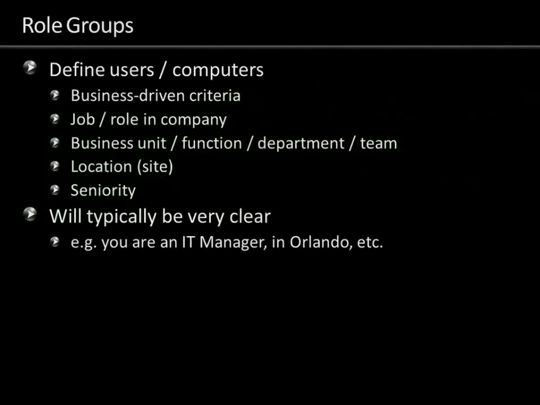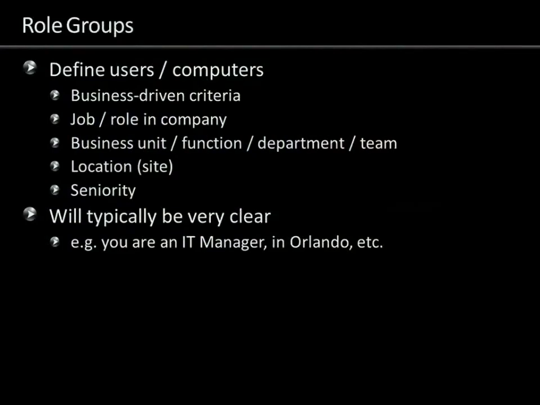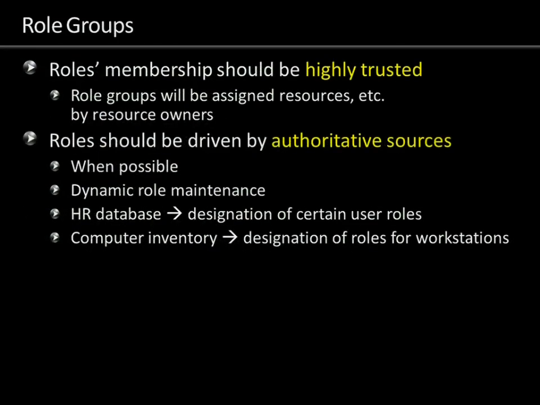Role groups are groups like accounting, executives, and role groups are generally fairly easy to define in an organization. They define users and computers based on business criteria, and examples might be your job, your business unit, your department, your team, your location, your seniority. These types of groups are pretty easy to define in an organization. You'll have lots of ways of identifying those.